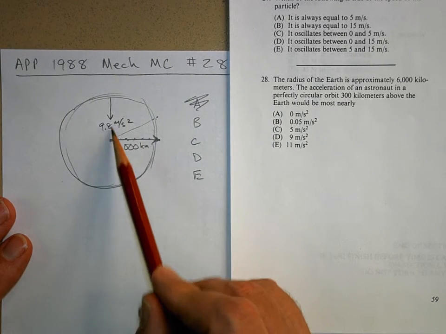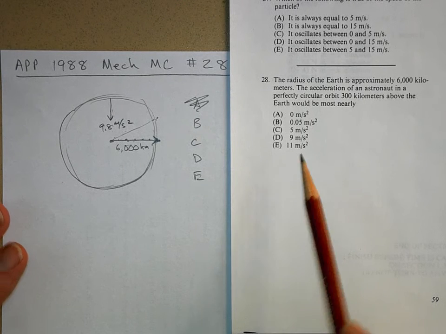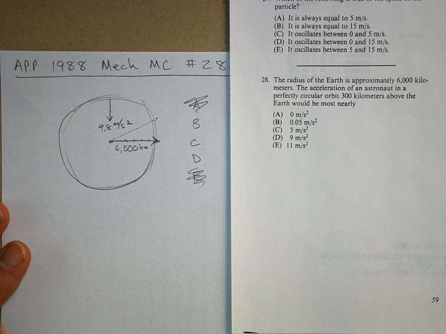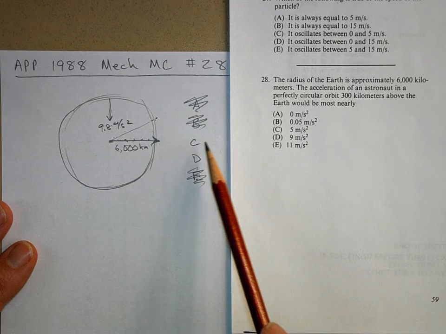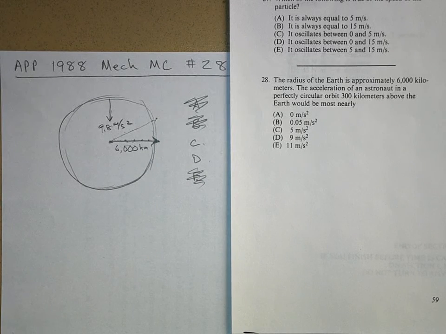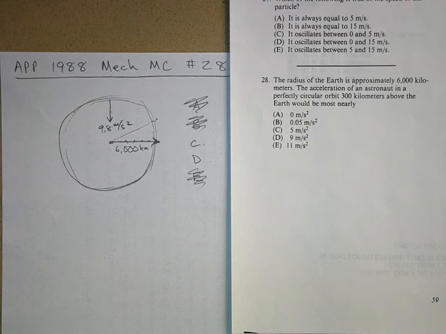Now, it's 9.8 meters per second squared. It's not going to be greater than 9.8, so E is totally ridiculous. B isn't much better than A. So really it's between C and D. But look at it. You're barely above the surface, so it's barely going to be less.